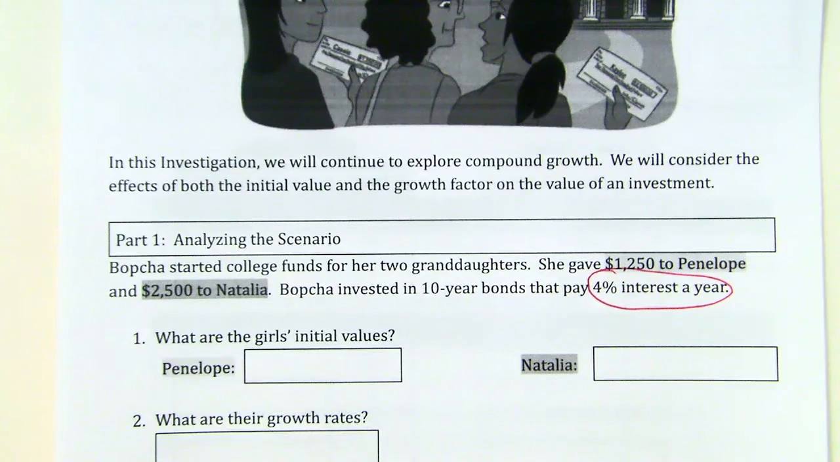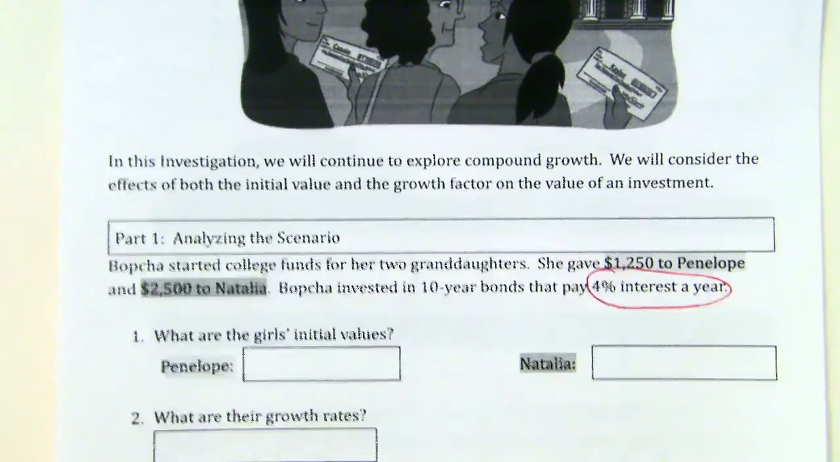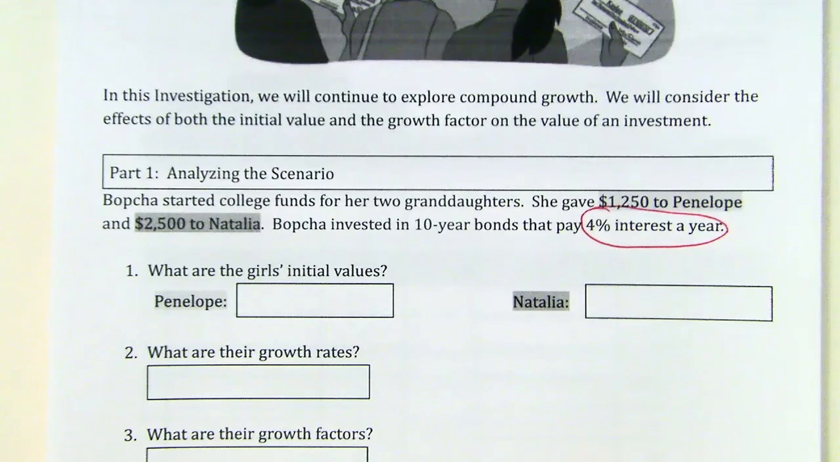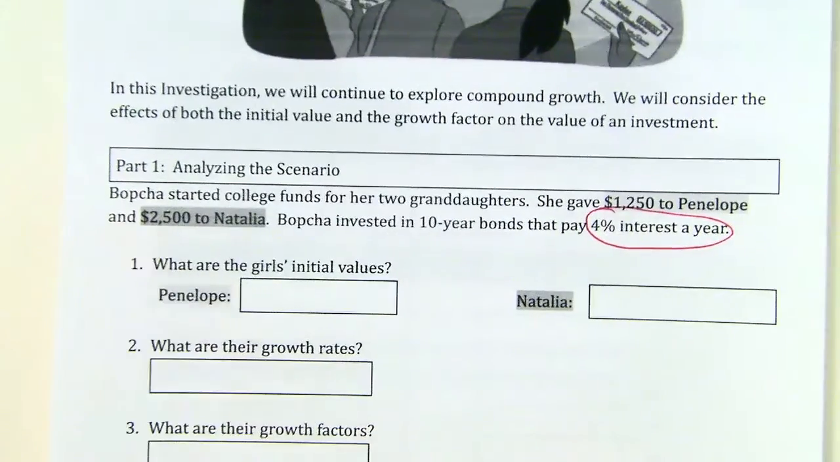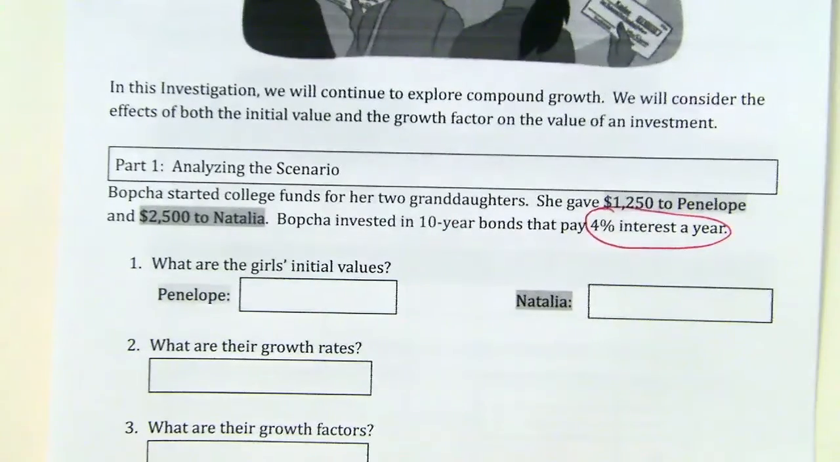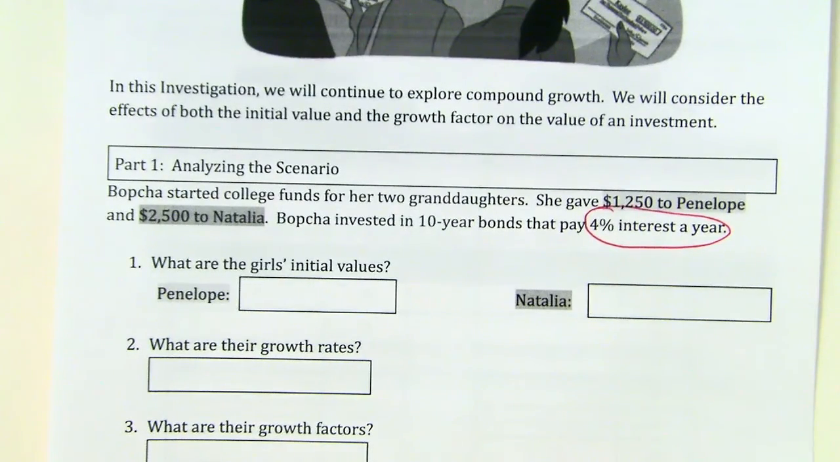First thing you're gonna do is just identify a couple of things. First is, what are the girls' initial values? So these numbers are obviously written in this paragraph here. I want you to just write down the initial value for Penelope, the initial value for Natalia there. Then the second one, what are the growth rates, right? There's actually only one growth rate here. They both have the same growth rate. Remember when we talk about growth rate, it is a percentage, right? There's only one percentage listed there, so write that down here, right?